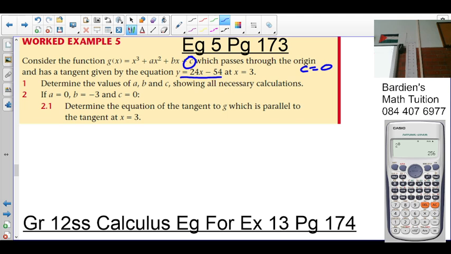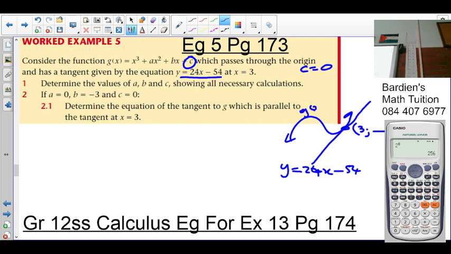We can derive that if this is the equation of a tangent, what I always do is draw this here to give me an idea of what's happening. So there's a 3 and some y value. The equation of your straight line is y is equal to 24x minus 54, and now the cubic function is g of x is equal to x cubed plus ax squared plus bx, in this case plus 0.